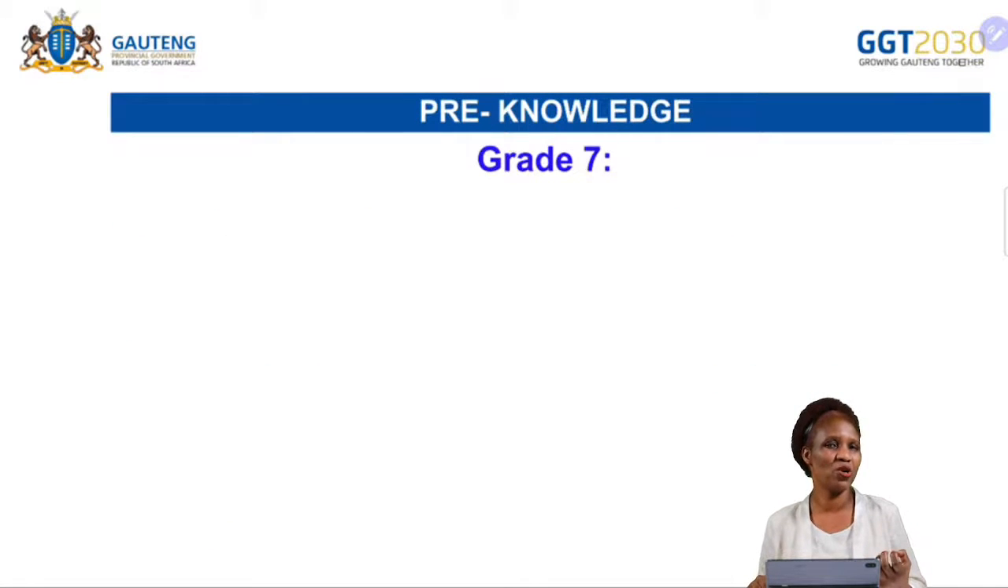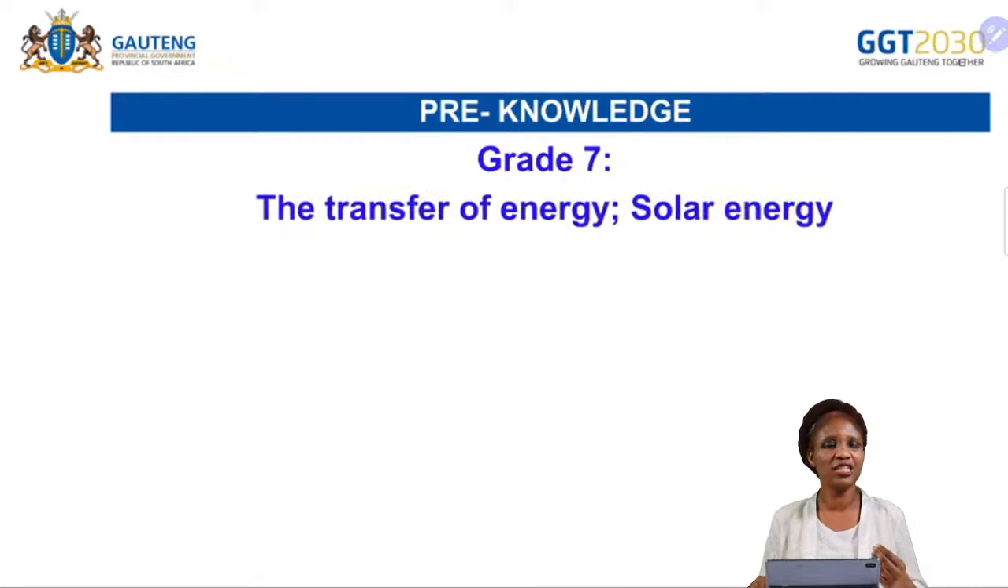Let's check the pre-knowledge. What did we learn in the previous grades? What do we know? Remember, in grade 7, you laid a foundation on this topic and you did the transfer of energy and you're focusing on the solar system. And we know that the ultimate source of energy is the what? It is the sun.